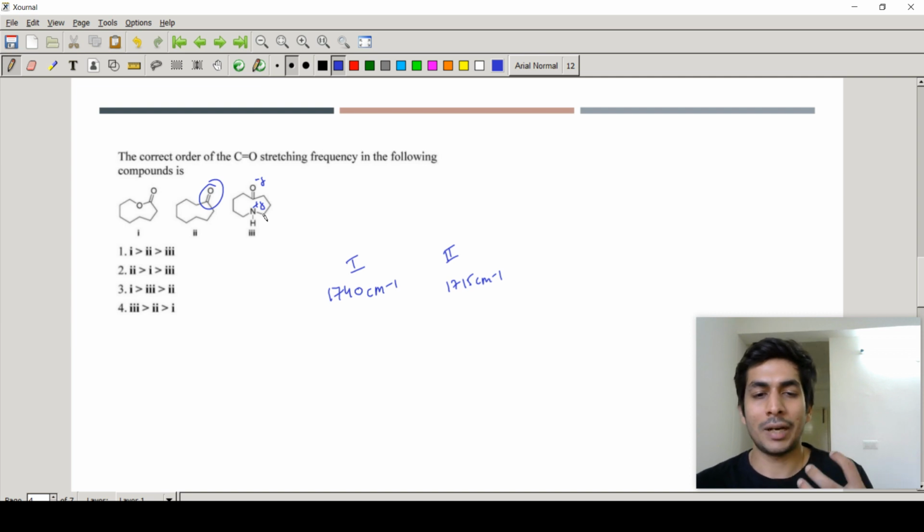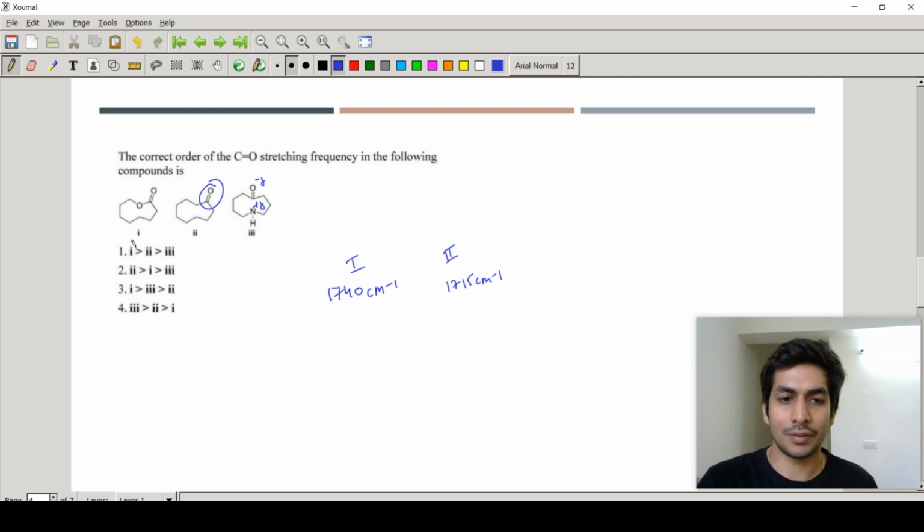So based on that, you might be thinking that the ester group will have the highest stretching frequency, and then we would have 3, and then we would have 2, so you would be going with 1, 3 and 2. You might go with the third option, but it would come out to be incorrect. Why is that not happening in this case? The explanation that I gave.